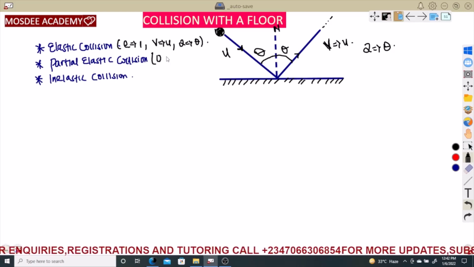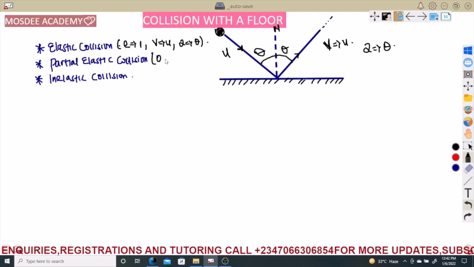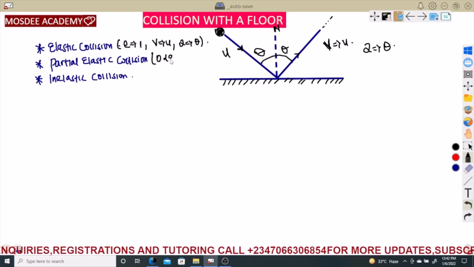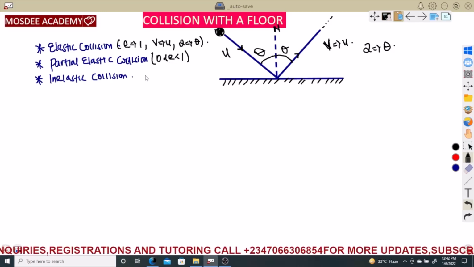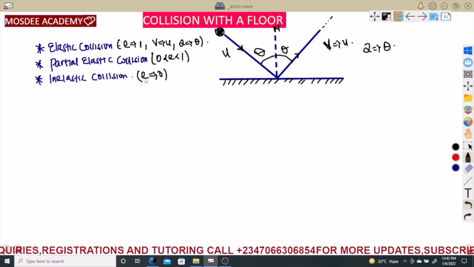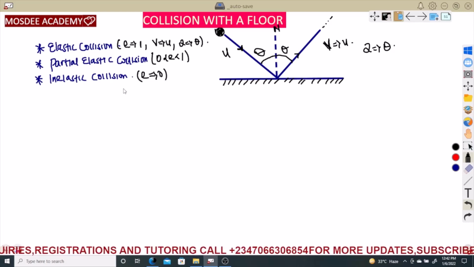For inelastic collision, which is a partial elastic collision, the coefficient of restitution is always between 0 and 1. This thing is not writing again. Okay, it's back. It's between 0 and 1. Then for perfectly inelastic collision, the coefficient of restitution, not resistivity, please, is always equal to 0.